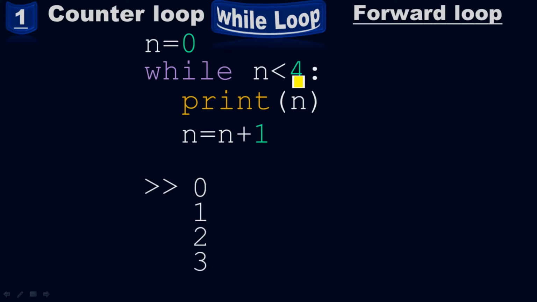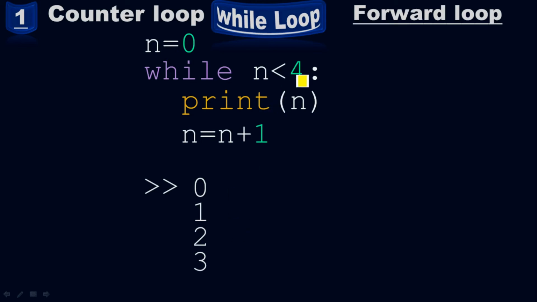Now what does this statement say? This statement says that n should be less than 4. But make sure that initially n equals 0, which means that n has to start from 0. Initially n equals 0, and then go ahead and print all the numbers.